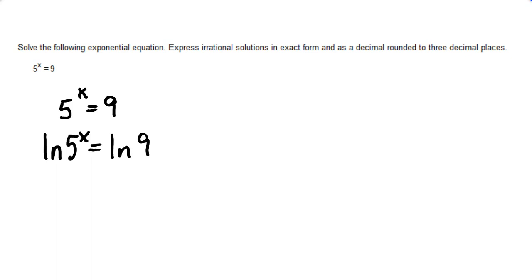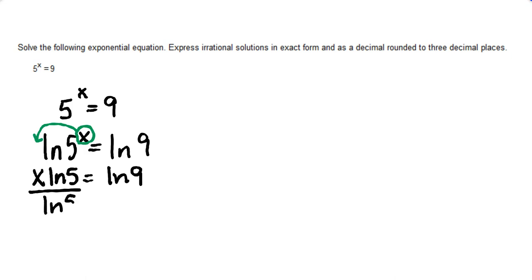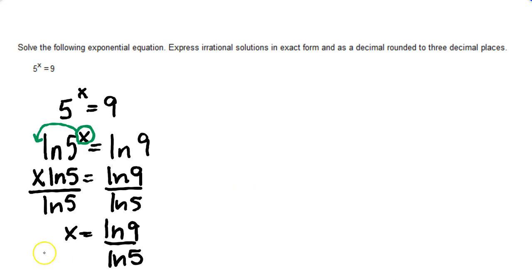What this does is it allows me to use properties of logarithms, and one of the properties of logarithms, called the power rule, allows you to take the power and move it in front of the log. So this becomes x times natural log of 5 equals natural log of 9, and we're going to divide both sides by natural log of 5 to get x by itself. So this is what we call the exact solution, the exact form. And then we're going to type this in our calculator to get the approximation.